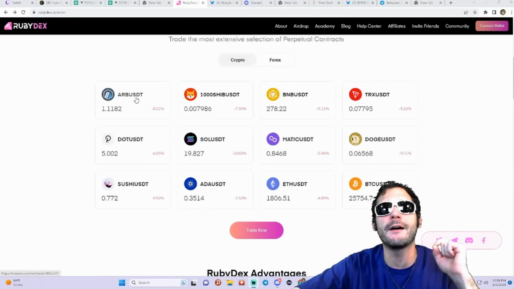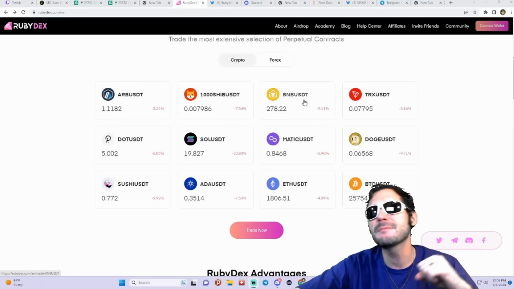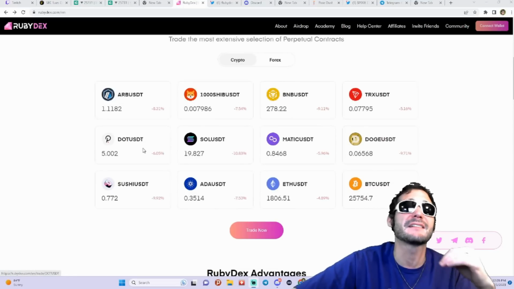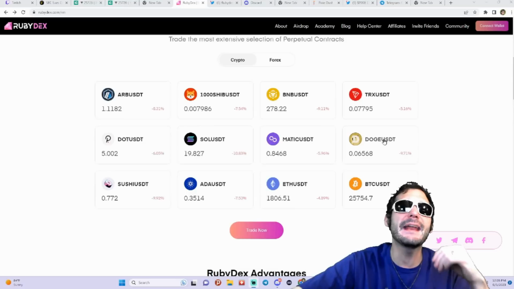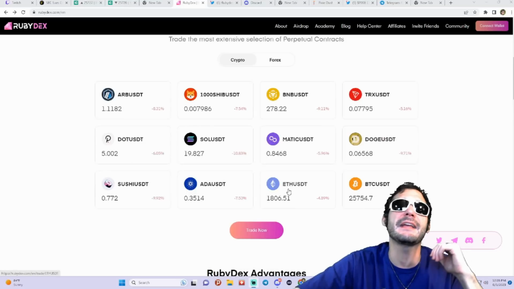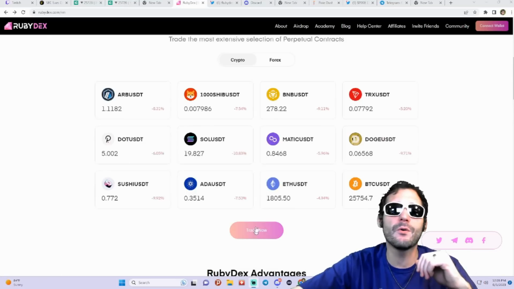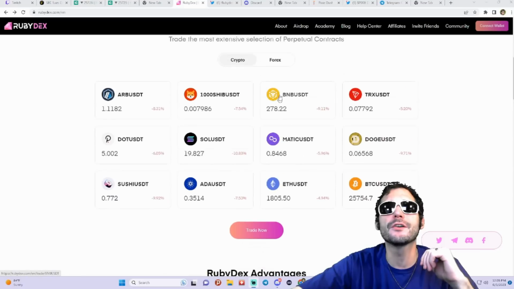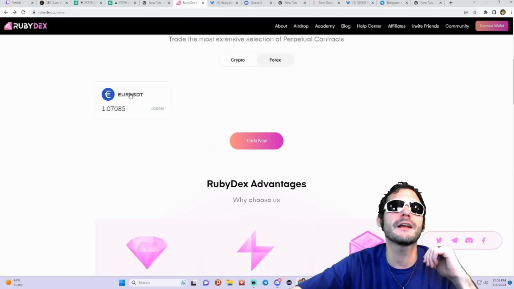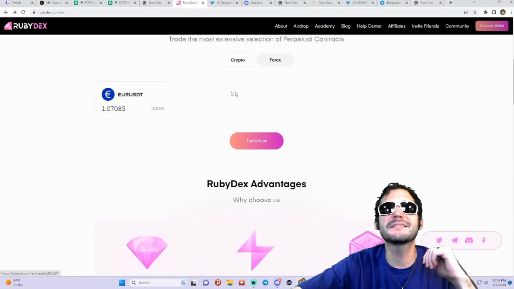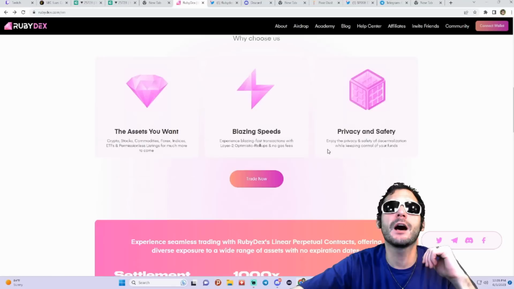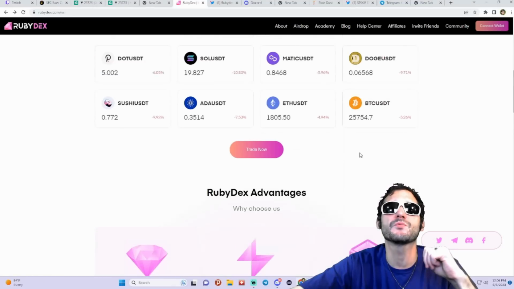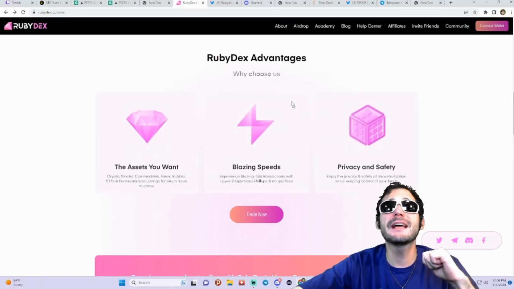They're going to have ARB with USDT, SHIB, BNB, TRX, DOT, Solana, Matic, Doge, Sushi, ADA, ETH, Bitcoin. Yes, they're going to have all those. And they're going to have Forex, guys. They're going to have Forex trading for Europe, USDT, and more trading pairs will be coming in the future as well. They've got Rubydex, of course.